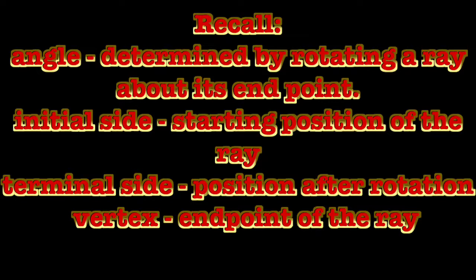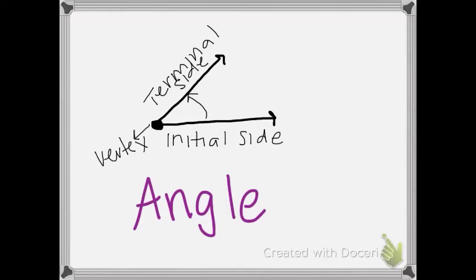The first thing is what an angle is. An angle is determined by rotating a ray about its endpoint. The initial side of the angle is the starting position of the ray, the terminal side is the position after rotation, and the vertex is the endpoint of the ray. Here's a picture demonstrating those things that we just talked about.